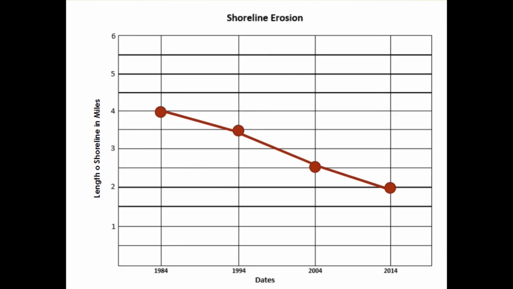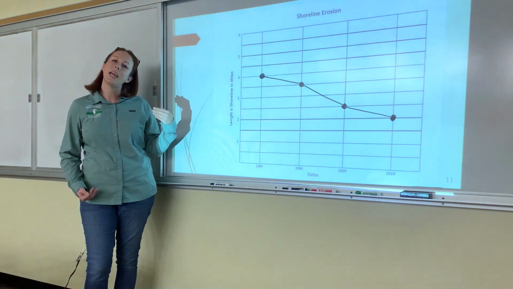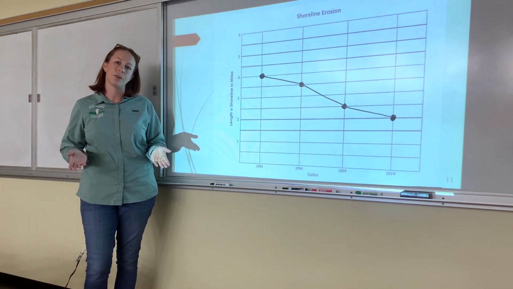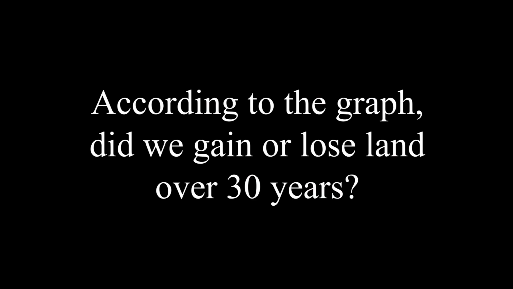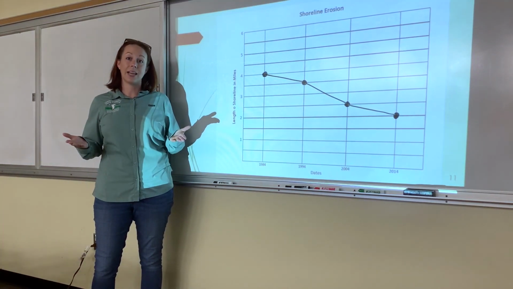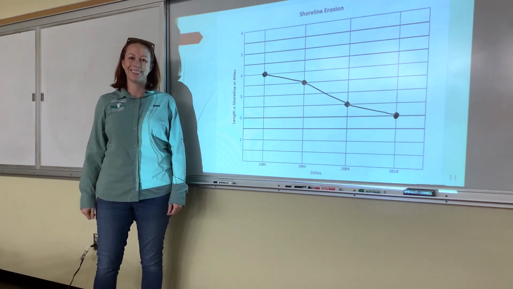Your graph should look like this. What does this graph tell us? Are we gaining or losing land over 30 years? Pause the video now to discuss. We lost land because the line is gradually going down.